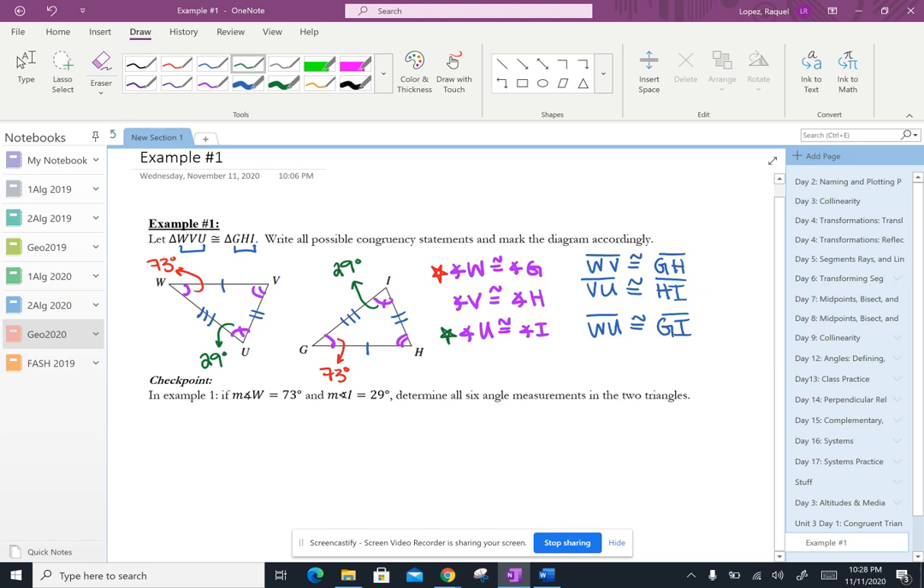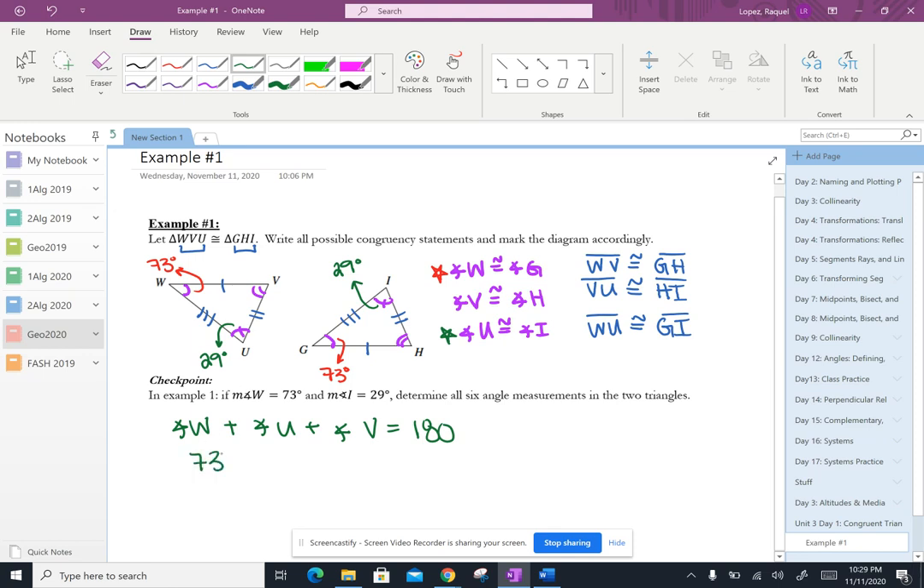Okay. And then the last part is that they want us to determine all 6 angle measurements in both triangles. Well, we've already got 4 angle measurements. We just need to find the measure of angle V and angle H. Since those two angles are congruent, I just need to find one. So I'm going to focus in on triangle WVU. So I know that all the angles of a triangle add up to 180 degrees. So angle W plus angle U plus angle V, when I add all of those angles together, I get 180 degrees.